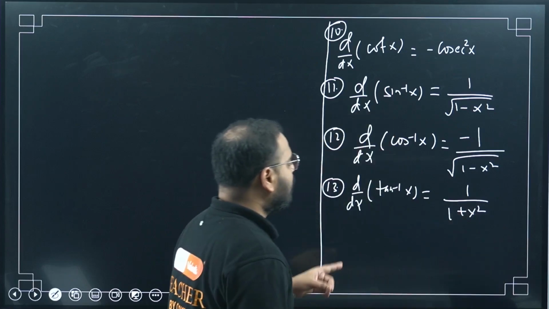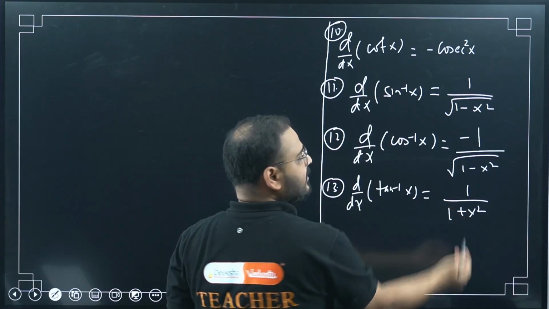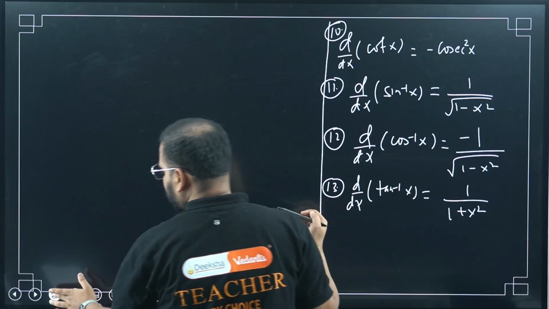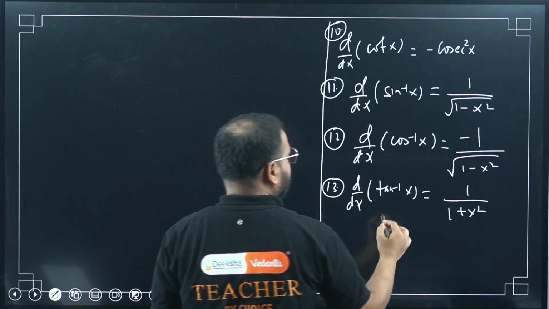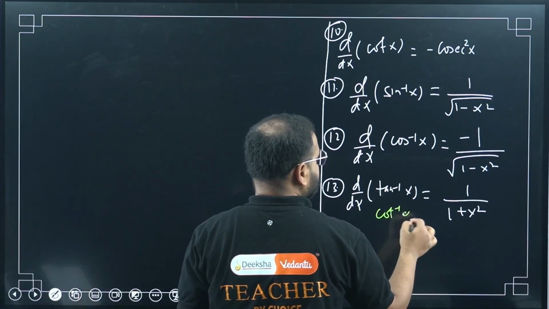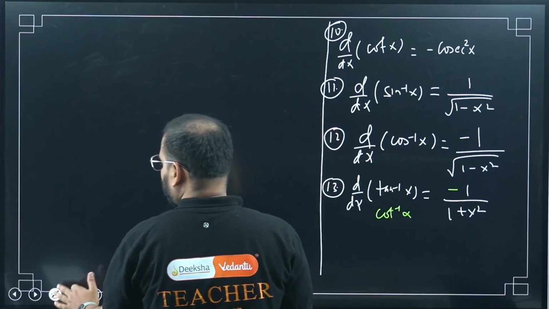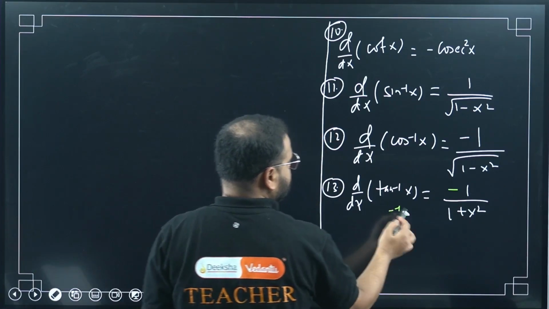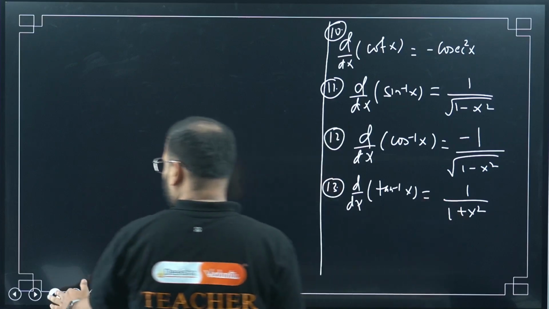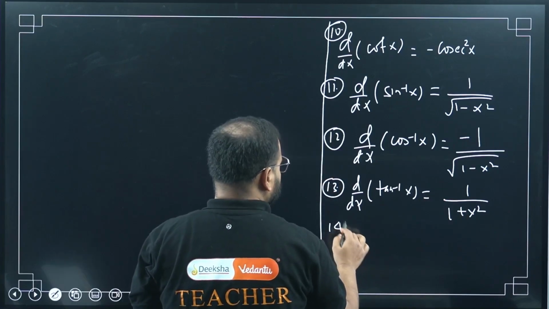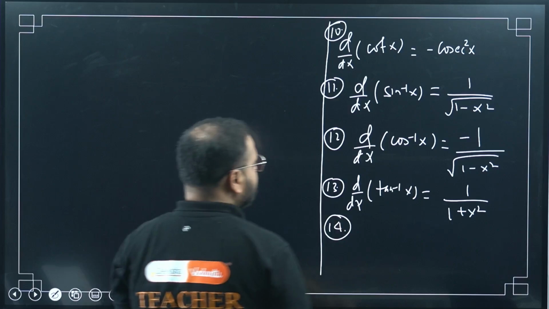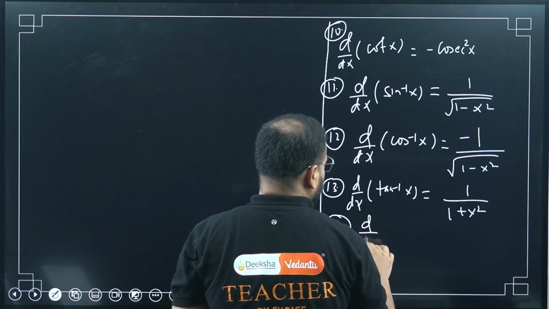Now, for cot, what will happen? Simply make it minus. So if you are writing for cot inverse, just make a minus sign here. Okay. What next is there? So for cosec inverse, what will be? Please check. So for sec inverse.